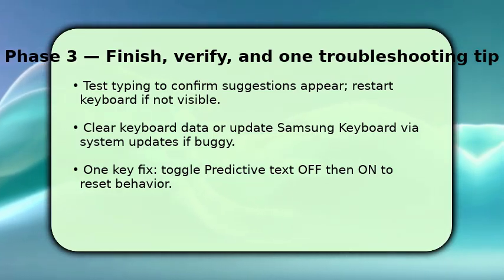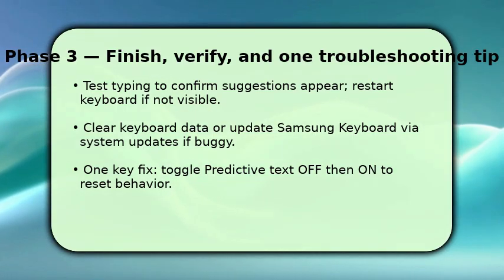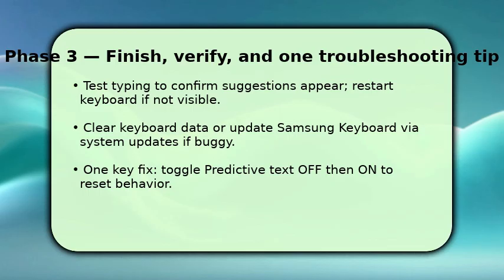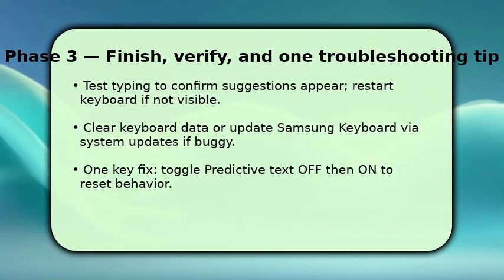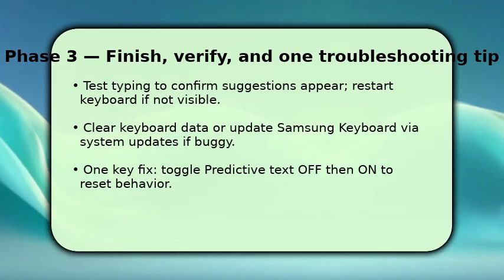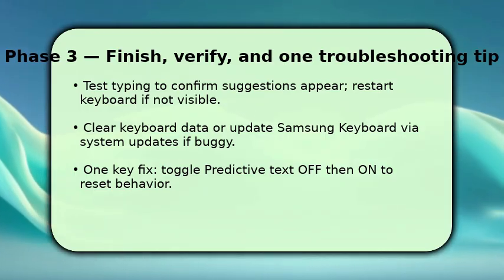If problems persist, clear keyboard data in app settings or install pending system updates, because outdated components can break predictive behavior. One quick troubleshooting tip. Switch to another keyboard briefly and switch back to Samsung keyboard to force a reload. Make sure to restart your device if none of these steps restore predictive text.